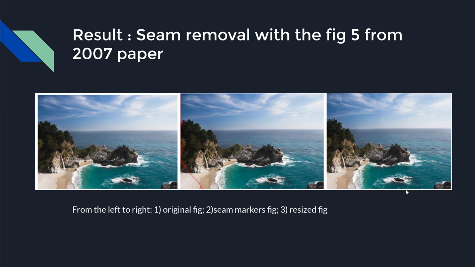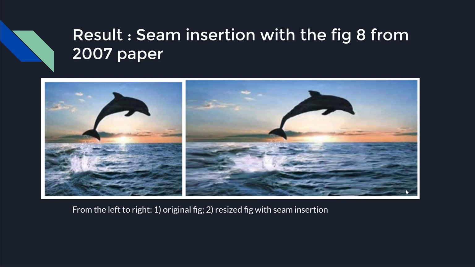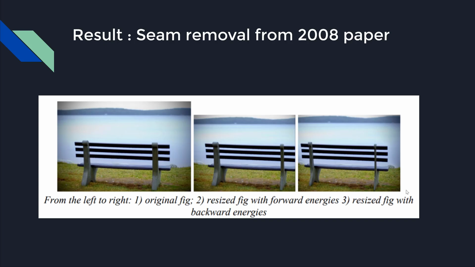So as you can see, the original picture at the left, and then we are trying to resize it at the right. And in the middle, you can see the seams that actually cut the energies that are the lowest. So those are the seams that are being removed, and it still looks very natural. And for the seam insertions, you can see that the dolphin is a little bit more elongated here, and also the splash. But if you look at the sun, it's actually not elongated as much. So it still looks very natural, and it looks more like paintings now.